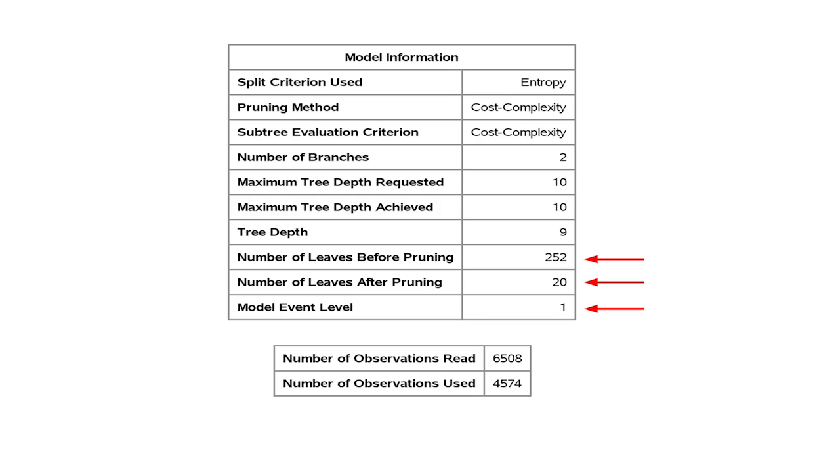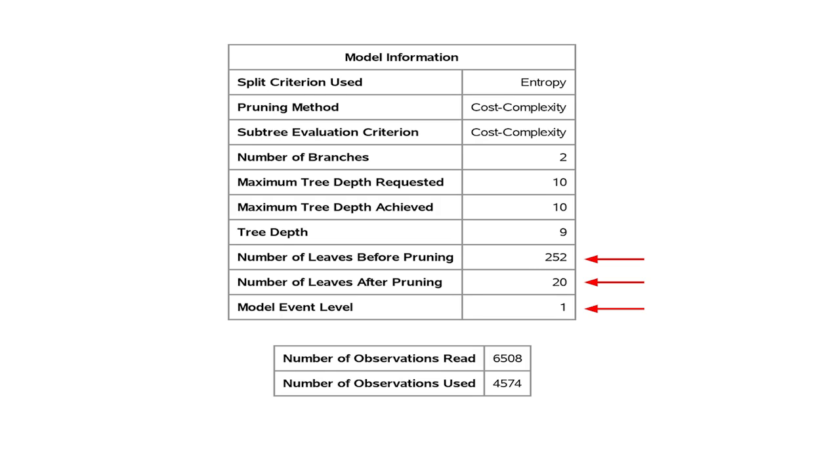Model event level lets us confirm that the tree is predicting the value 1, that is, yes, for our target variable regular smoking. I should note that in my original data set, I coded regular smoking as 1 equals yes and 0 equals no.